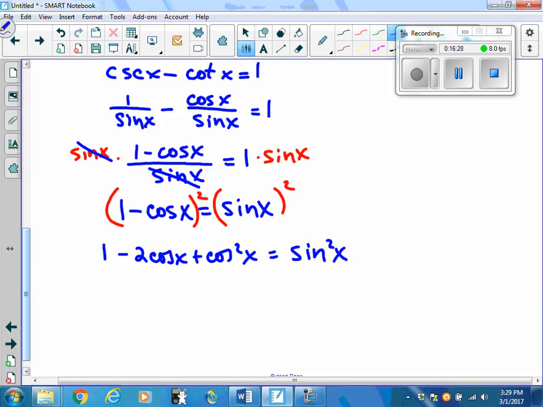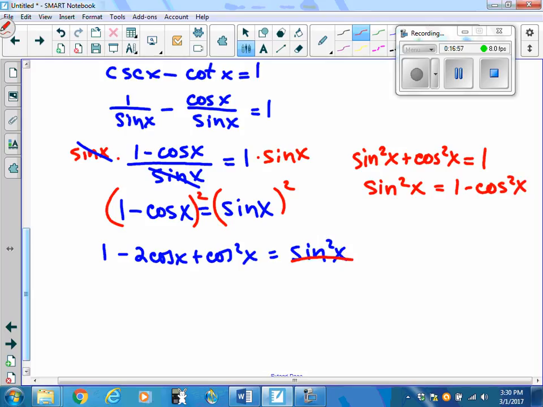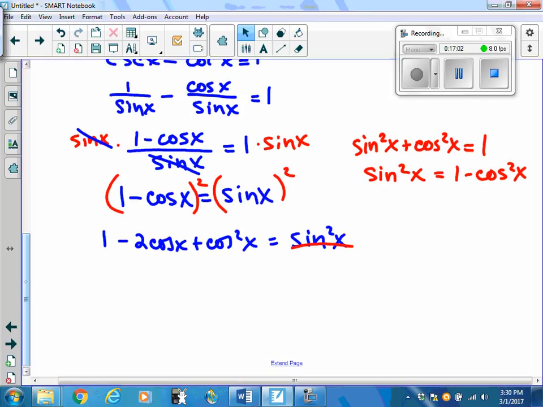I am going to use my Pythagorean identity again with the sine and cosine because I really can't solve these unless they both have the same function. I know that sine squared x plus cosine squared x is equal to 1. So sine squared x equals 1 minus cosine squared x. So I can replace the sine squared x here with 1 minus cosine squared x in the problem. And then that way everything's in terms of cosine.